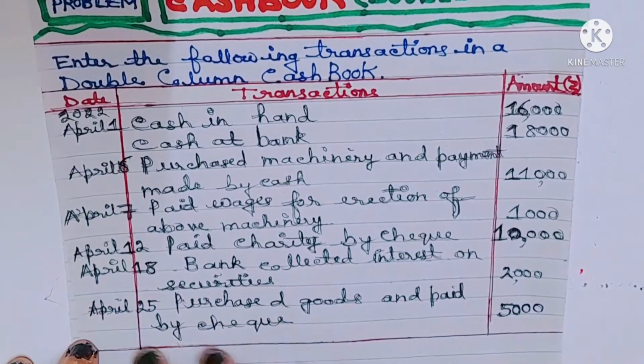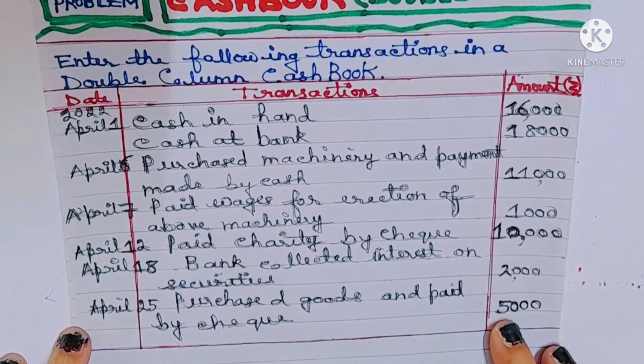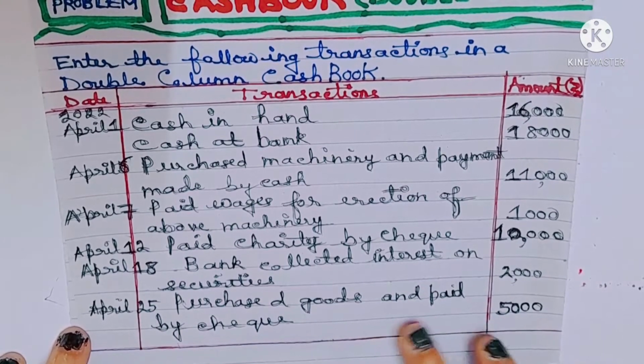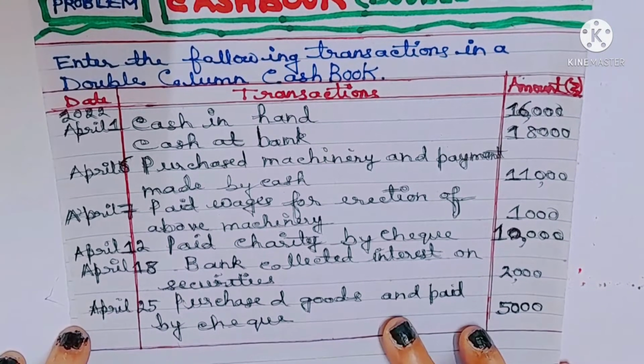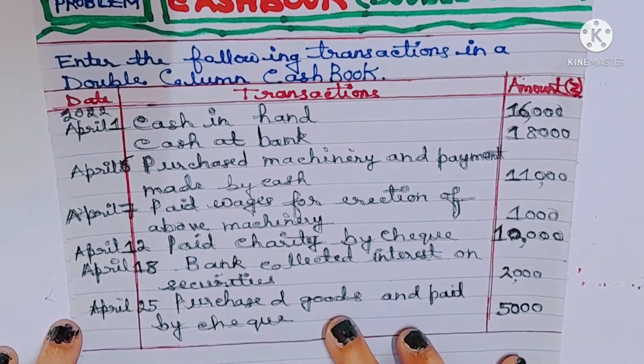The last transaction is on 25th April: purchase goods and paid by check 5,000. So what will be the journal entry? The journal entry will be purchases account debit to bank account. Ignore goods, since goods are purchased for resale.